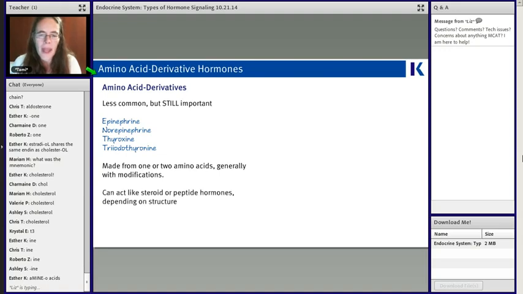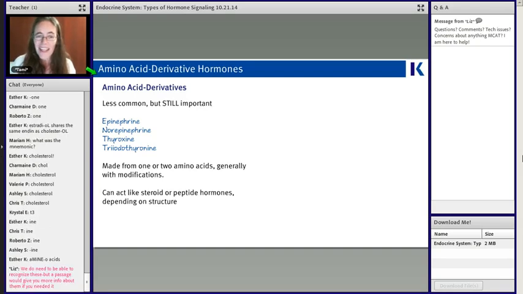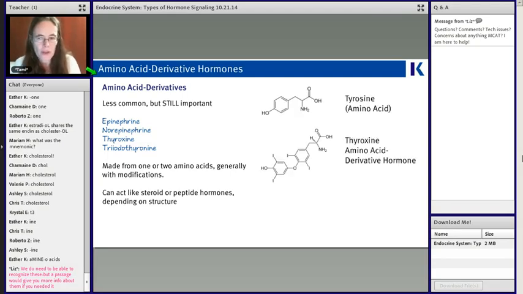Good. Now, here's the cool thing about amino acid-derived hormones. They can act like either a peptide hormone, which means that they're going to have an extracellular receptor, or they can act like a steroid hormone, which means they're going to have an intracellular receptor. And this is going to all be dependent upon their structure. Okay? So let's look at how this works. Here's tyrosine. And we absolutely do need to know our amino acids for test day. So we should know what this looks like.